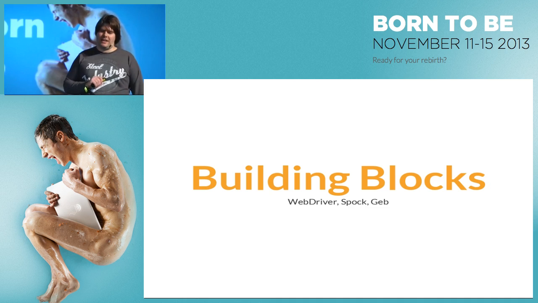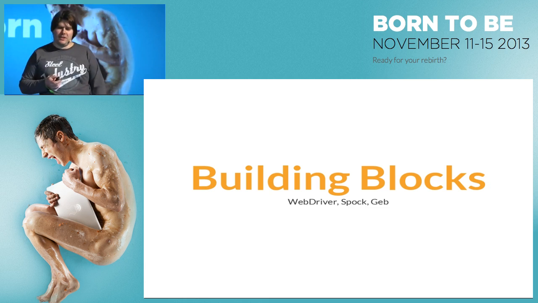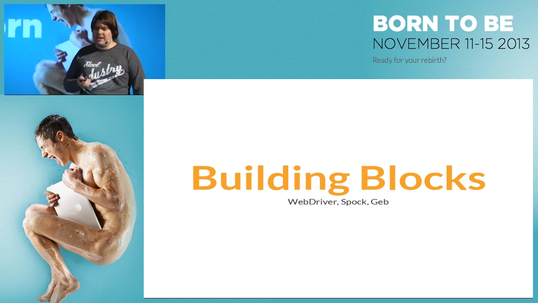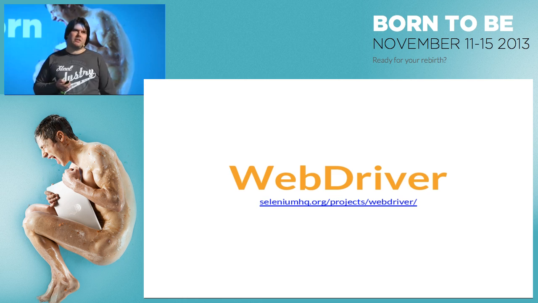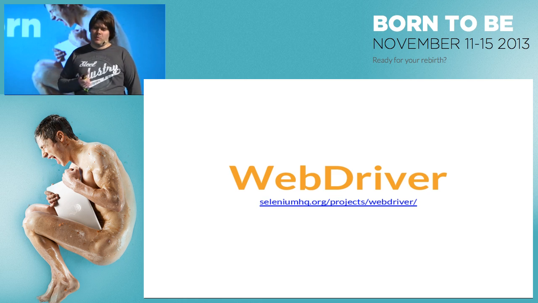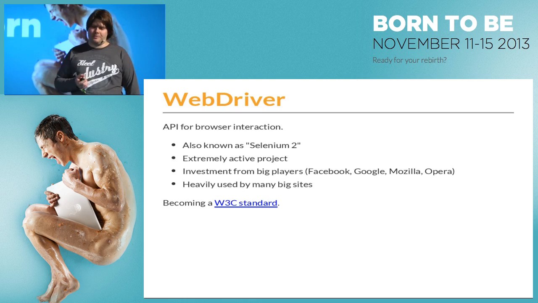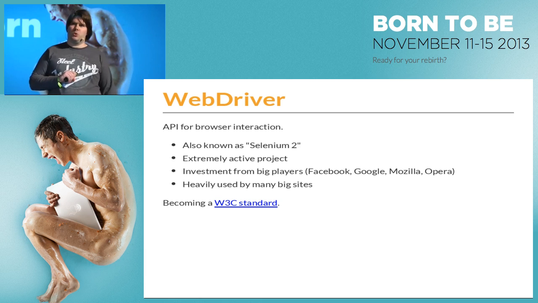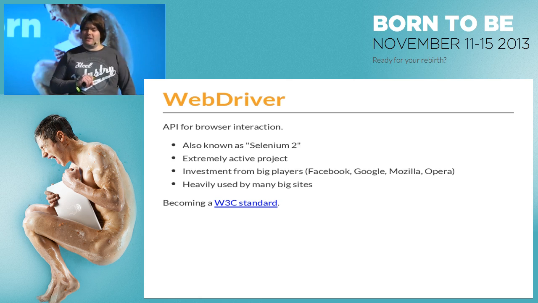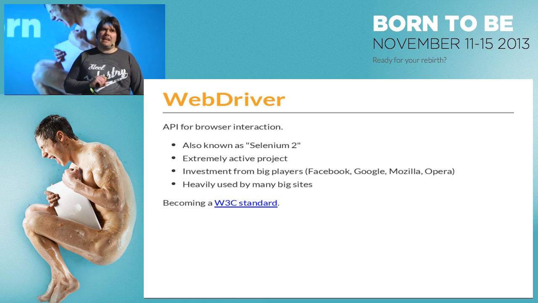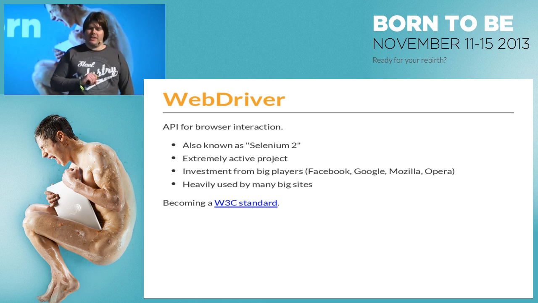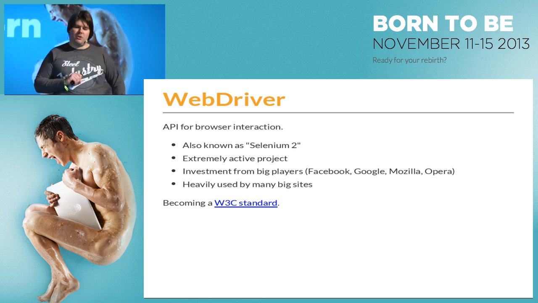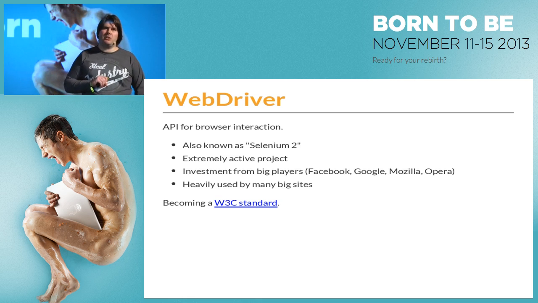Okay, so now let's dig in a bit deeper, and let's talk about 3 building blocks for the solution that we propose. And these building blocks are WebDriver, Spock, and Geb. So a few words on WebDriver. At its core, WebDriver is an API for browser interaction. It's also known as Selenium 2. That's the same thing. It's an extremely active project. A lot of big players are involved: Facebook, Google, Mozilla, and so on. And it's really heavily used by big sites.